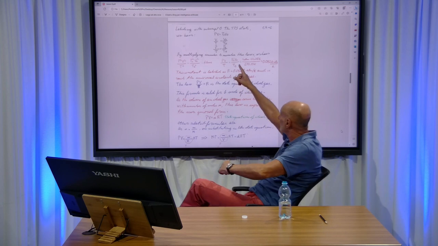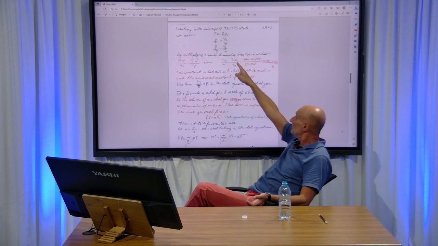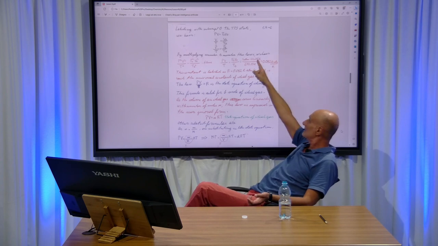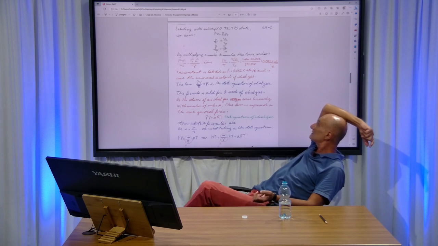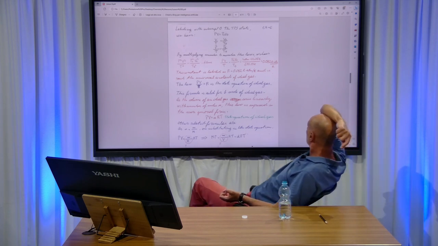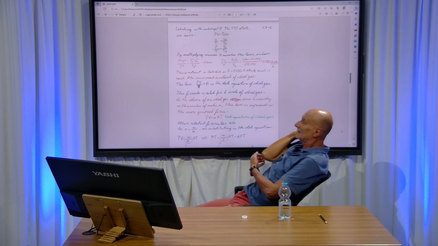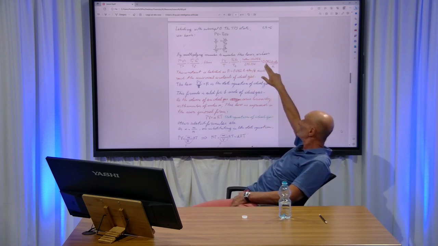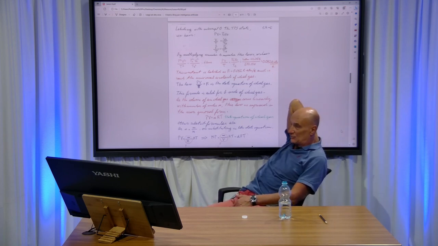But P0 is the pressure at STP, namely 1 atmosphere. V0 is the volume of a mole of gas, namely 22.41 liters. T0 is the temperature of 0 degrees Celsius, namely 273.15 degrees. If we perform this product, we obtain 0.082 liter atmosphere divided by Celsius degree.